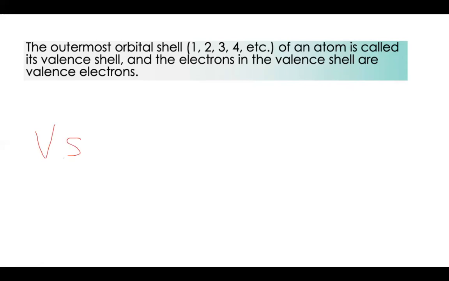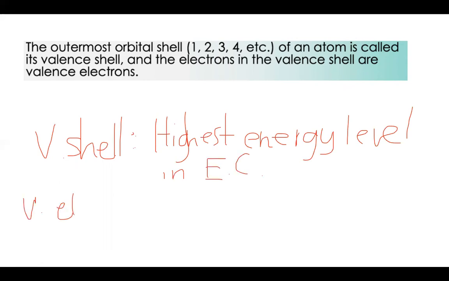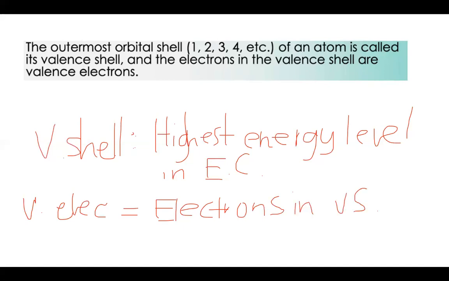Valence shell is the highest energy level in electron configuration, and valence electrons are the electrons in the valence shell. The first thing that we have to do in order to determine the valence shell and the valence electrons is make the electron configuration. So we are going to review how to make the electron configuration, and after that we are going to calculate the valence shell and the valence electrons.